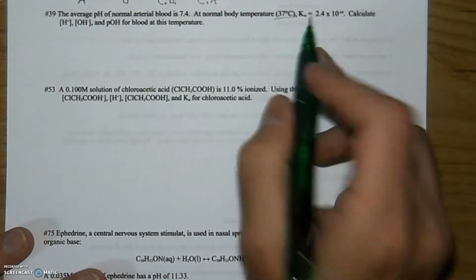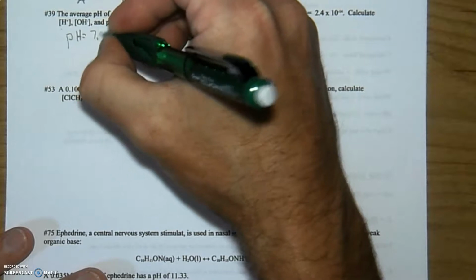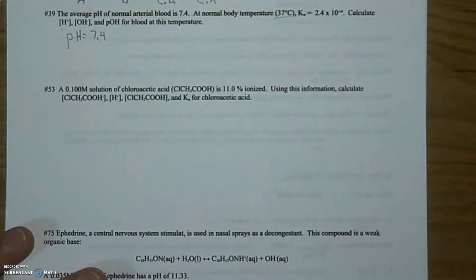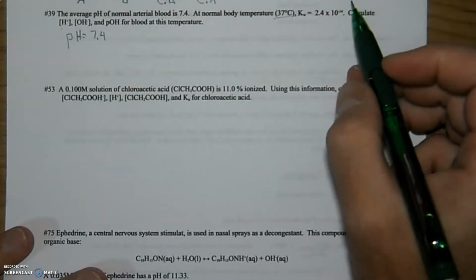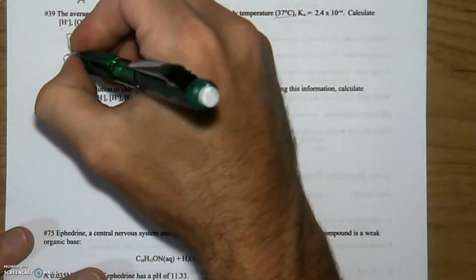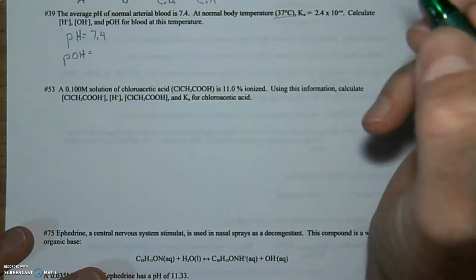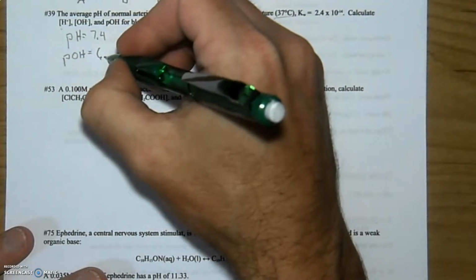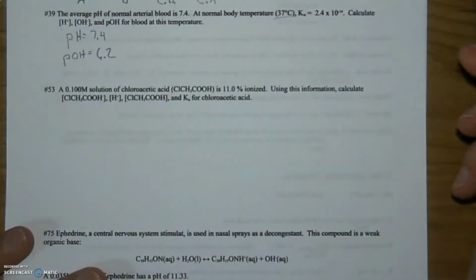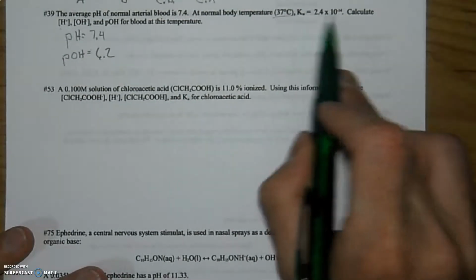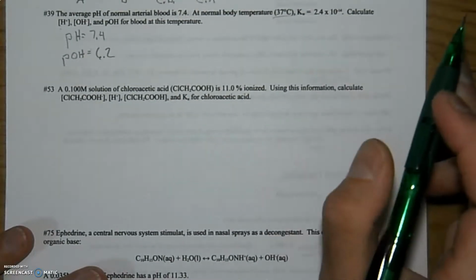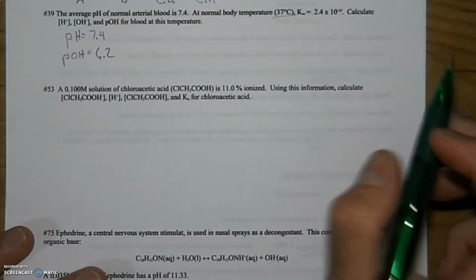So we know what one is. The pH is 7.4, given that. We also know, as a result of this, the pOH is going to be 6.2. And the reason we know that is because of this value here. And I'll come back around for that in a second.